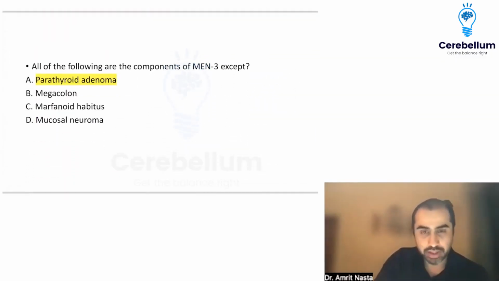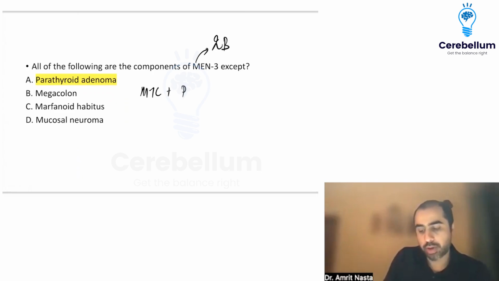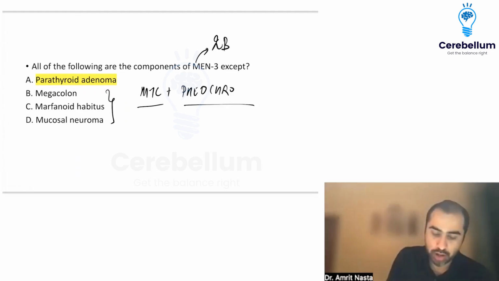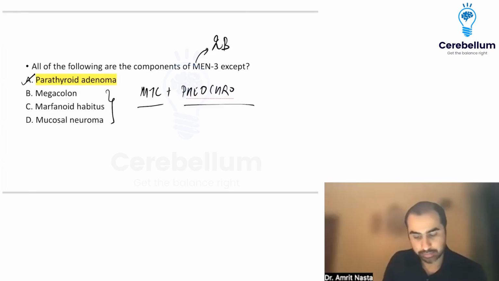Okay, all of these are components of MEN syndrome. MEN 3. What is MEN 3? Yeah, MEN 3 is another name for MEN 2B. In MEN 2B, you get MTC and pheochromocytoma. They are common in both MEN 2A and 2B. But you get the other features: megacolon, Marfanoid habitus, mucosal neuroma. Parathyroid adenoma is not seen.